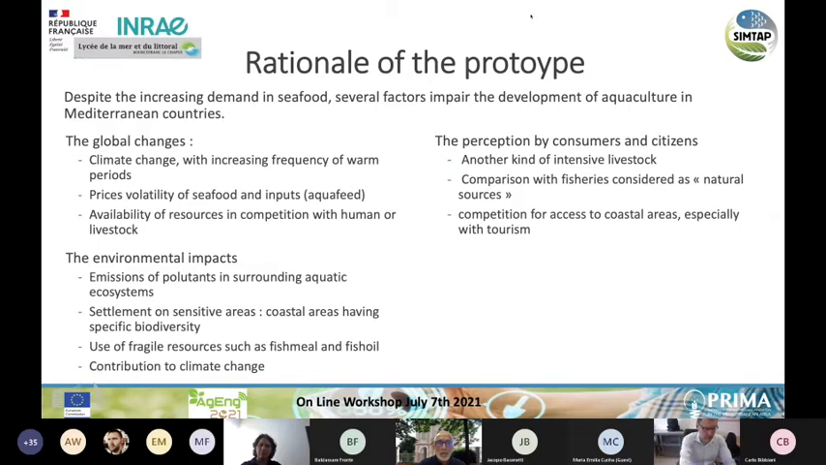There is also the perception by consumers and citizens, which questions us, as the consumer can consider aquaculture products as another kind of intensive livestock product. There is also the comparison with fishery, which is considered a more natural resource than aquaculture, and the competition for access to coastal areas, especially with tourism.